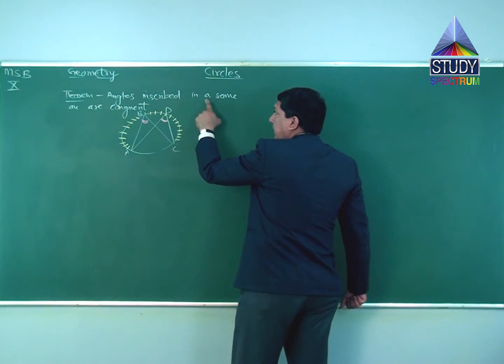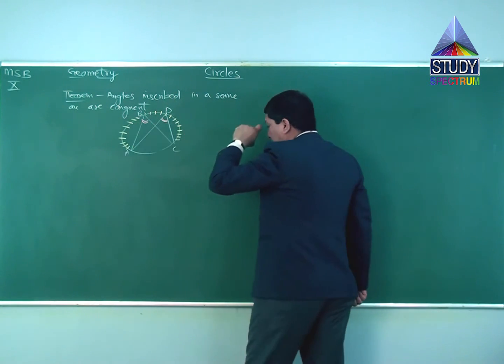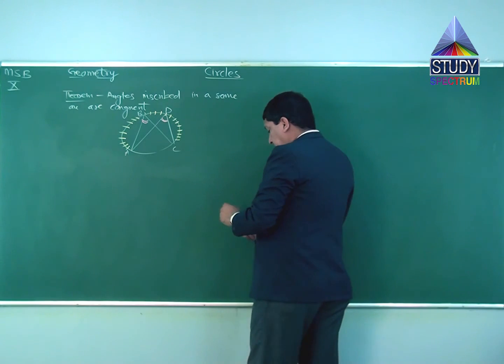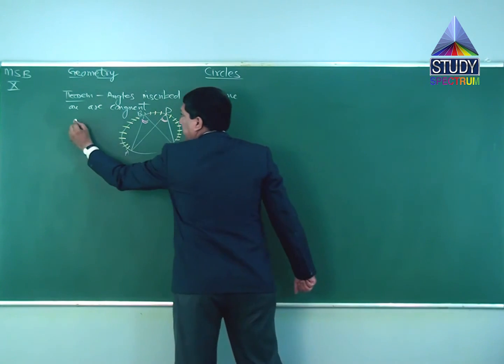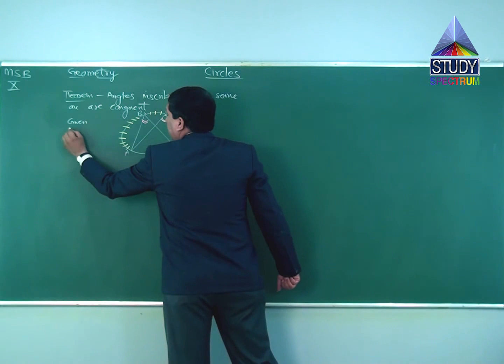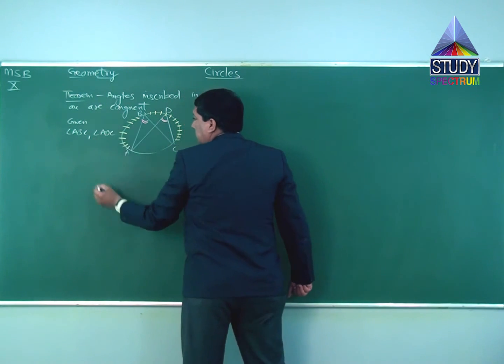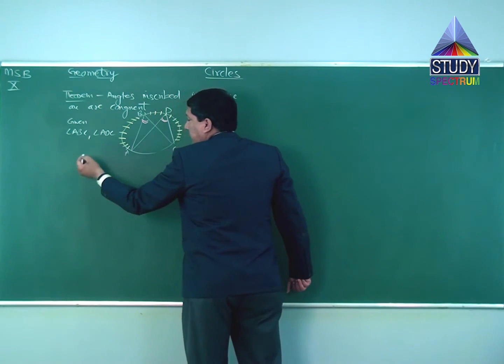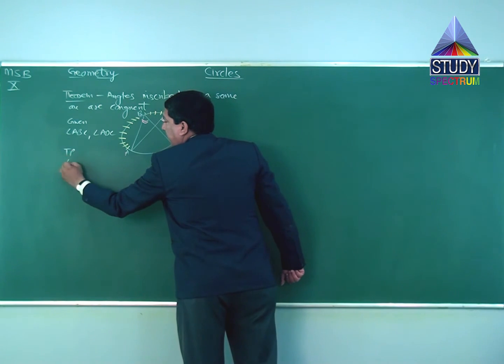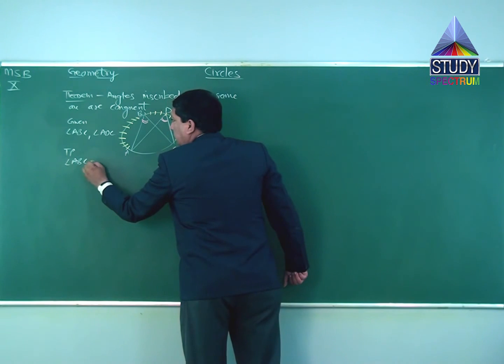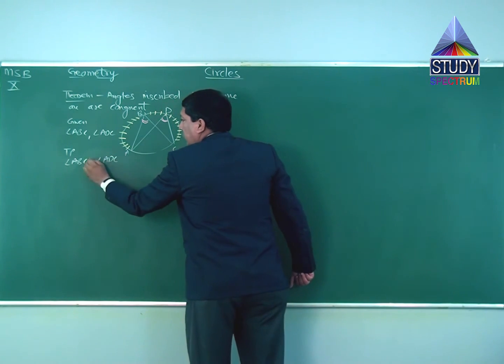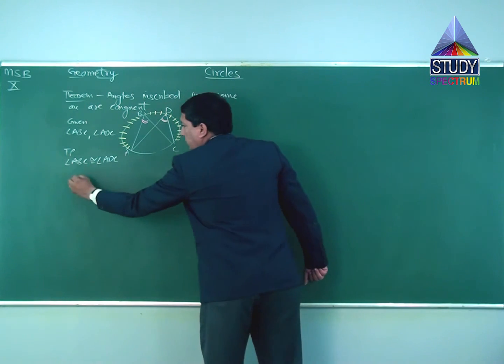Angles inscribed in the same arc are congruent. These two angles are inscribed in the same arc, so they are congruent. So given angle ABC, angle ADC, and a circle, to prove angle ABC is congruent to angle ADC.